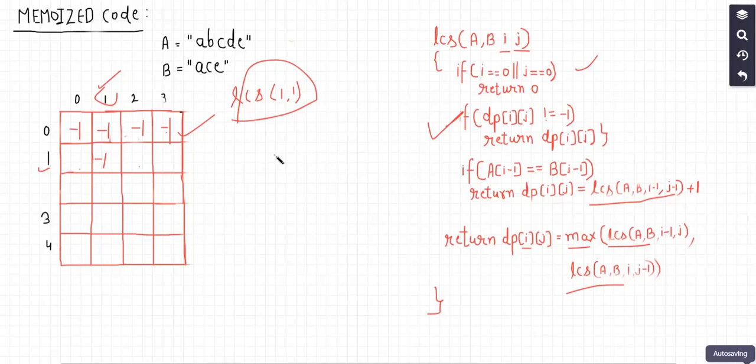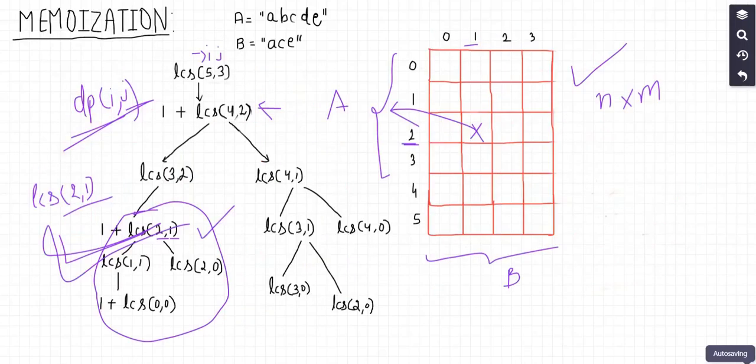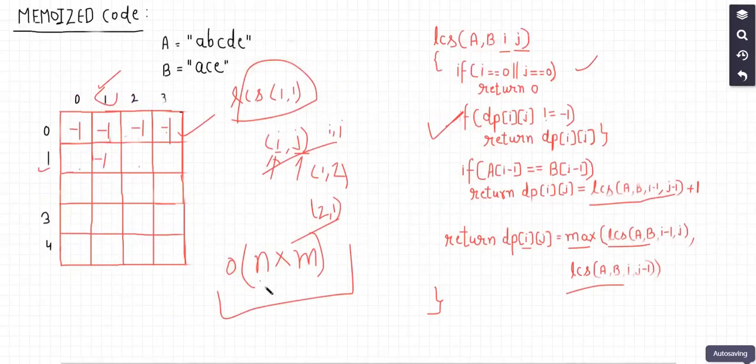Now let's see how this has improved our time complexity. We know that for each pair i and j, the function is called exactly once, so how many unique ordered pairs of i and j are there? Order is considered, which means 1 2 is different from 2 1. If there are n such indices i and m such indices j, then there will be n cross m unique pairs. That is the time complexity, because I'm calling the function n cross m times. So that's how the time complexity has reduced from exponential to quadratic.